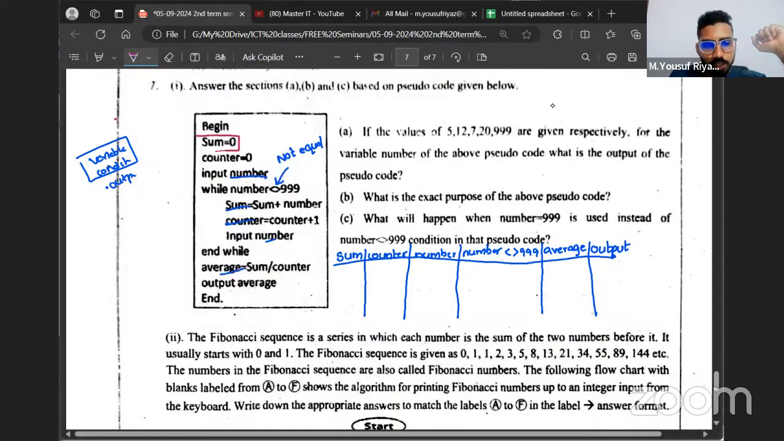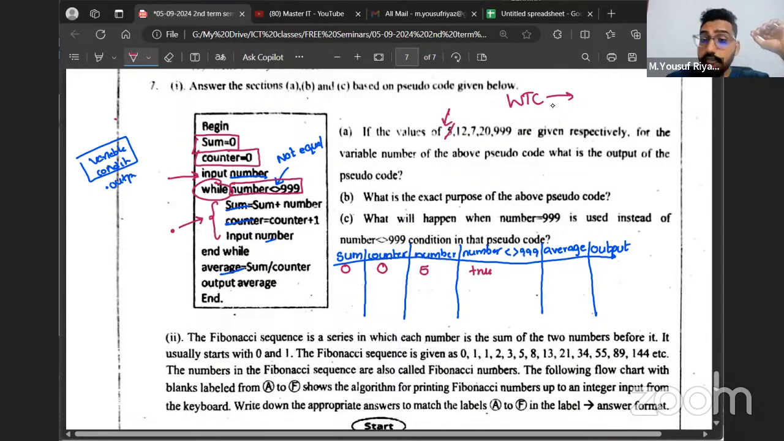First, they are saying sum equals 0, so I'm going to say sum is 0. Then they are saying counter equals 0, so counter is 0. Then they are saying input number. The question says the first number we're going to enter is 5, so I enter 5 here. And then they're saying while number is not equal to 999. You can see 5 is not equal, so I'm going to mention true. They have used a while loop here. While true, you have to continue. If the condition here is true, you're going to continue the loop. Continue means you're going to repeat all these instructions.